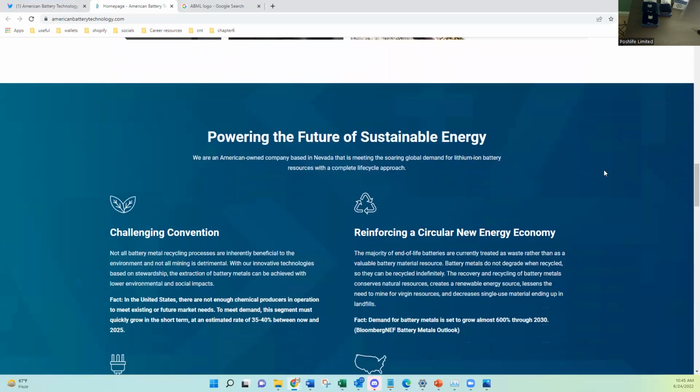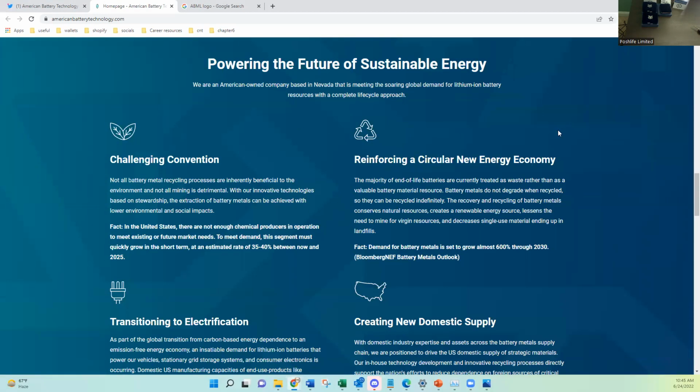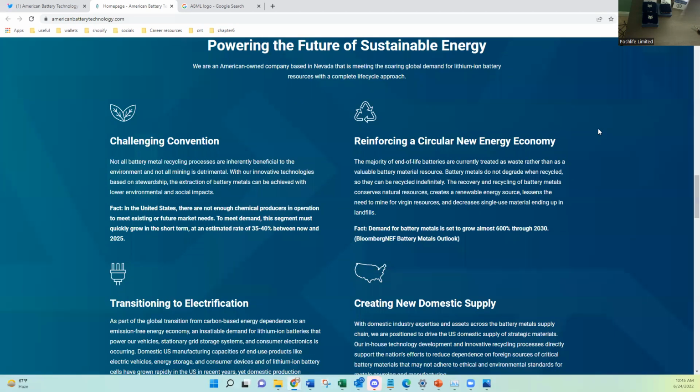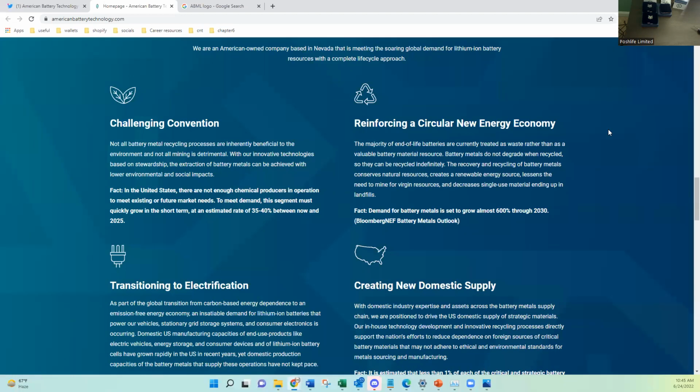Powering the future of sustainable energy. We are an American-owned company based in Nevada that is meeting the soaring global demand for lithium-ion battery resources with a complete life cycle approach, challenging convention. Not all battery metal recycling processes are inherently beneficial to the environment. Not all mining is detrimental. With our innovative technologies based on stewardship, the extraction of battery metals can be achieved with lower environmental and social impacts. Fact, in the United States, there are not enough chemical producers in operation to meet existing or future market needs. To meet demand, this segment must quickly grow in the short term to an estimated rate of 35 to 40% between now and 2025.